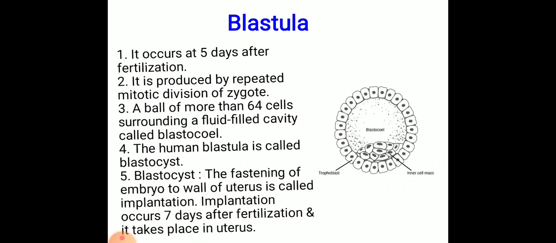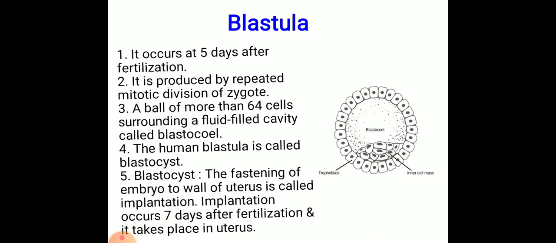In the diagram also you are going to see it on the right side. Okay, blastocoel, that is a cavity inside the blastula. So this cavity is filled with fluid, so we can call it a fluid-filled cavity. The human blastula is called a blastocyst. What is the name of the blastula in the human being? It is called a blastocyst.